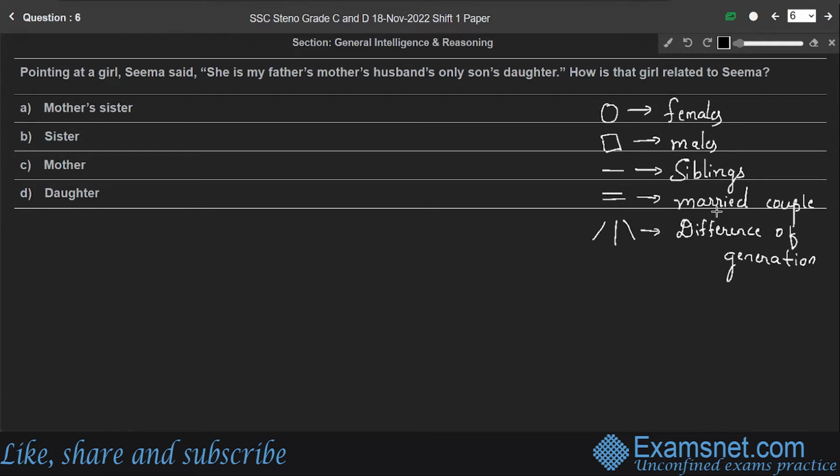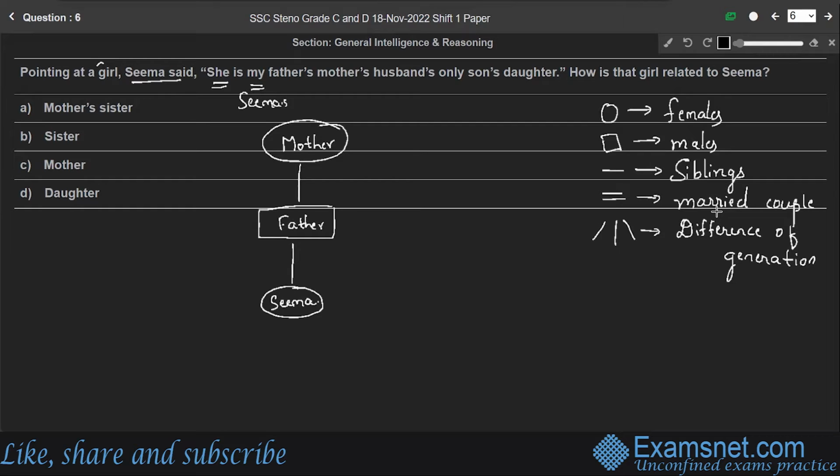Right? So now the question is, Seema is pointing at a girl. This girl is my father's... My father's means Seema's father's. So we'll consider Seema a girl, right? Seema's father's. So her father, use the male symbol. Father's mother, that means Seema's grandmother, right? Grandmother, use the female symbol.